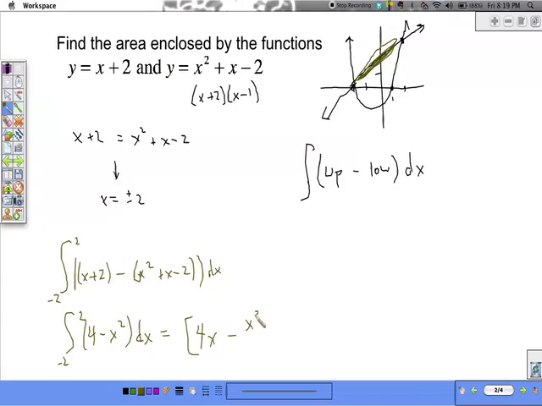4x minus x cubed over 3, evaluate, and this equals 16/3 cubic units.